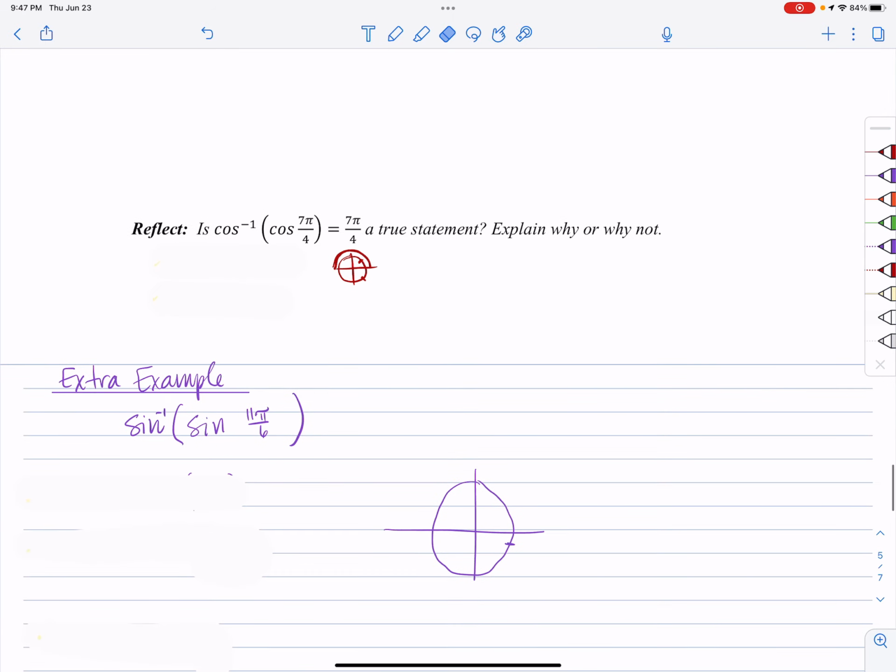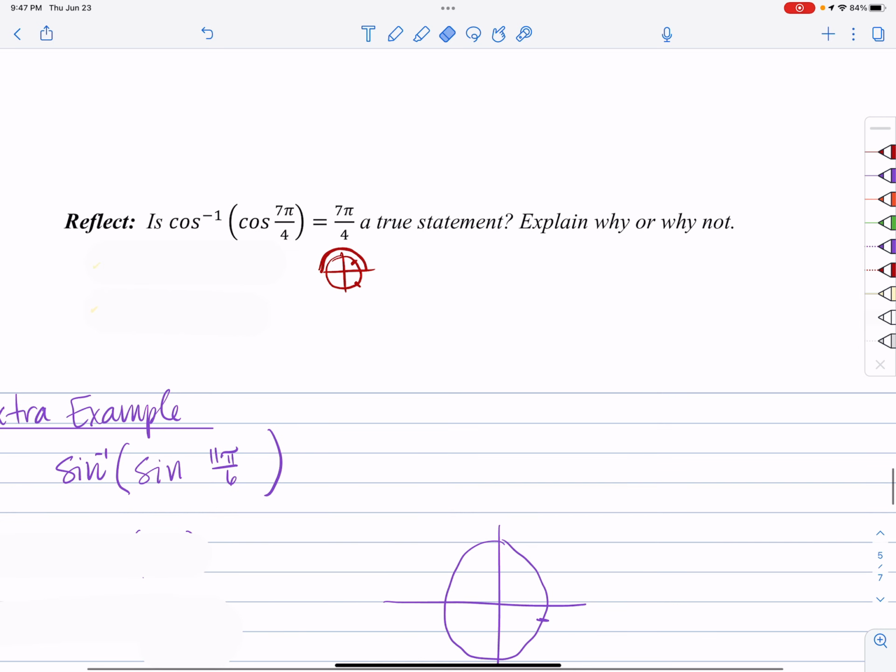Now, I was asked this reflection question, and it says, is the cosine inverse of cosine of 7 pi over 4, is that equal to 7 pi over 4? Is this a true statement? Why or why not? All right, so let's take this maybe a little long way around. So think of it like this. What is the cosine of 7 pi over 4? Well, 7 pi over 4 is right here. Its cosine is √2 over 2. All right, so this then is the same thing as the cosine inverse of √2 over 2, because this guy is √2 over 2. All right, what is the cosine inverse of √2 over 2?